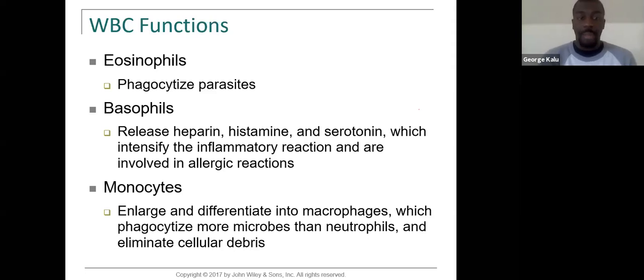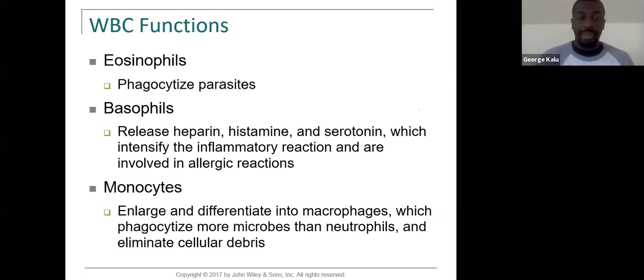Okay? The third type of white blood cell are the basophils. Okay? And so basophils will release a number of different molecules like heparin, histamine, and serotonin. And what those molecules do is they will actually start to increase the immune response or the inflammatory responses. Okay? And so they're going to cause inflammation, and they're also going to be involved with mediating your allergic reactions as well.